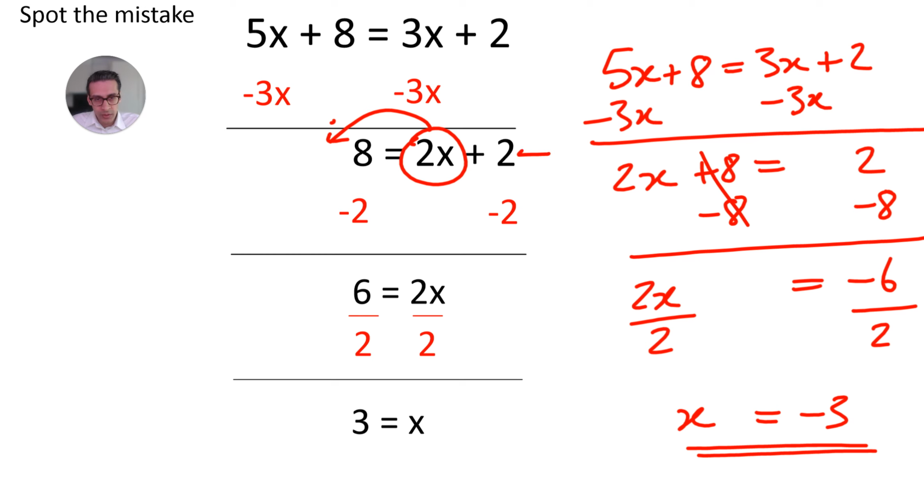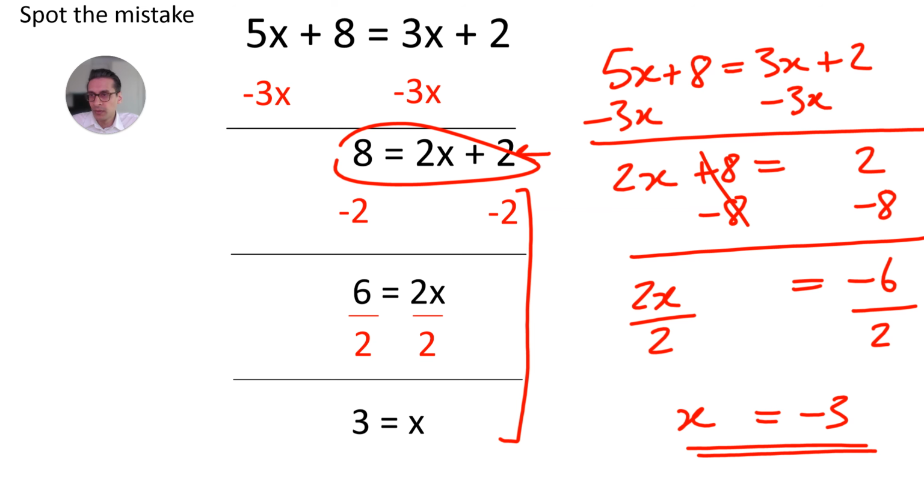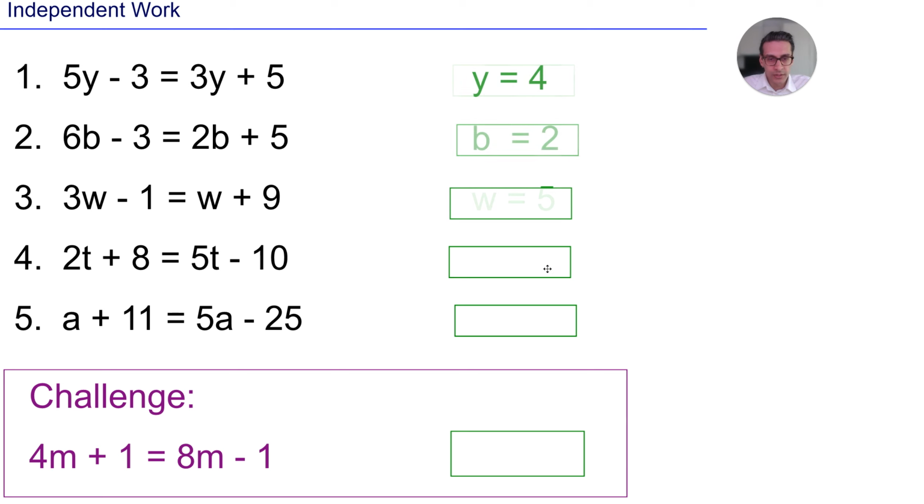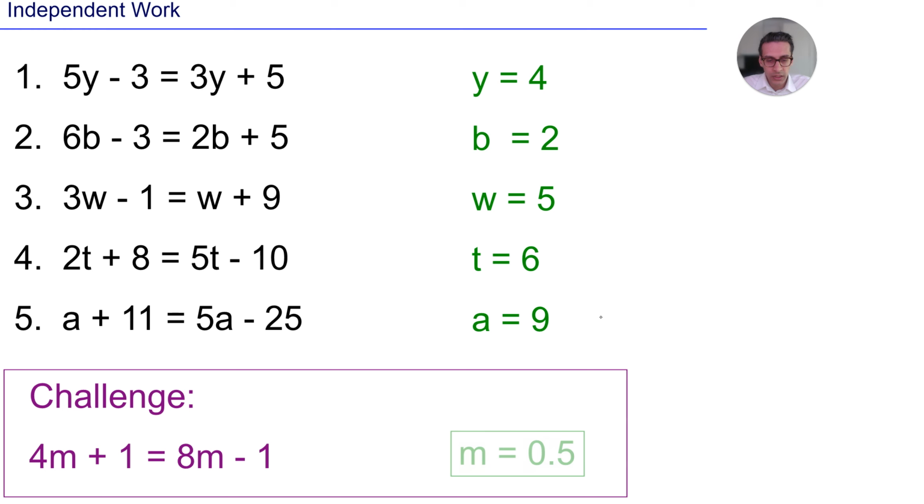Technically, if you treat this as its own equation, taking away 2 from both sides and then dividing by 2, those steps are correct, but there's a big mistake here which makes the rest of it wrong for the final answer. Okay, so try to finish all of these questions. Pause the video and then I'm going to show you the answers. Okay, so these are the solutions you should have got. For the challenge, I would have preferred if you wrote this as a fraction, 1/2.